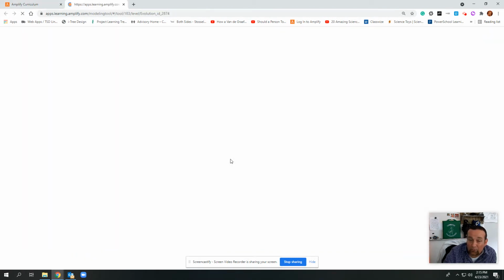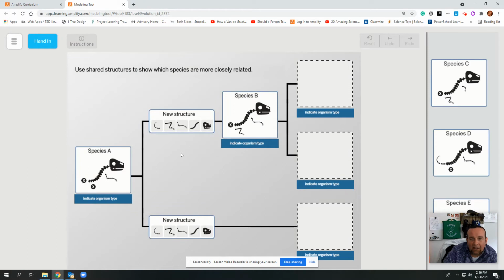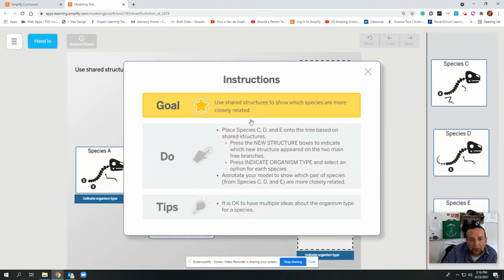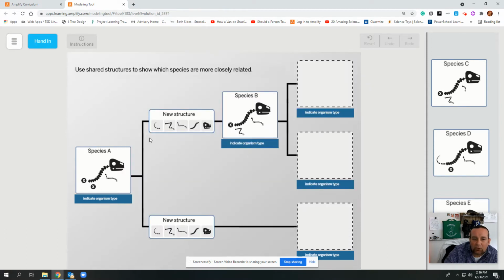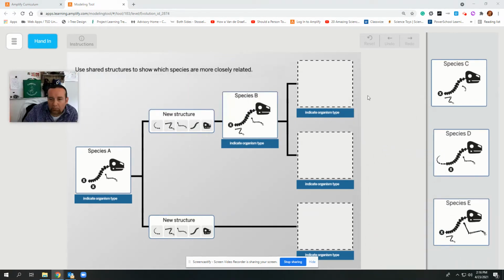We want to click that open right away because it does take some time for it to load up for us. That wasn't too bad, right? So here's our instructions up here. Our goal is to use shared structures to show how species are more closely related. This is very similar to our last modeling tool we did, except this one, instead of the environment telling us where things are going to go, we get to choose the new structure, and we get to take our species cards and put them in the correct place.